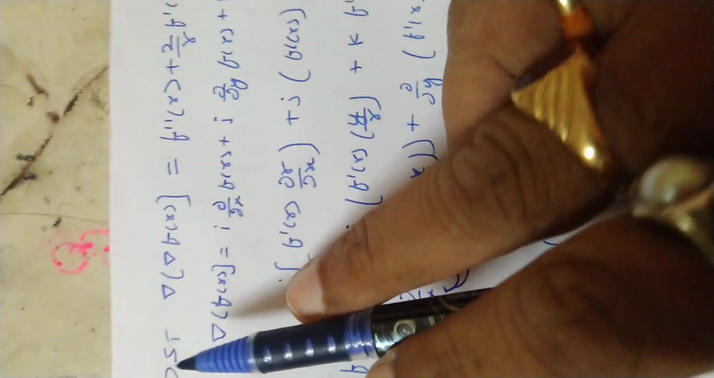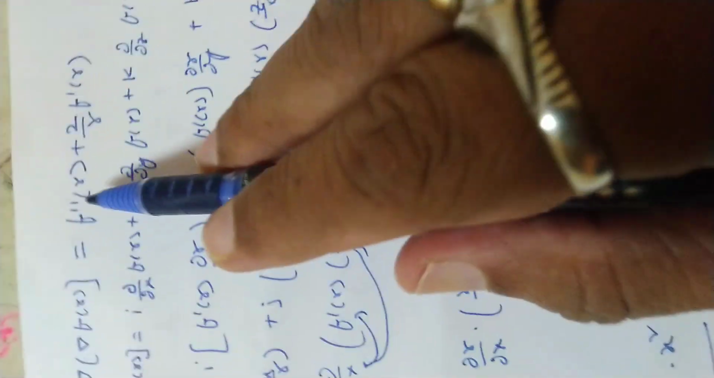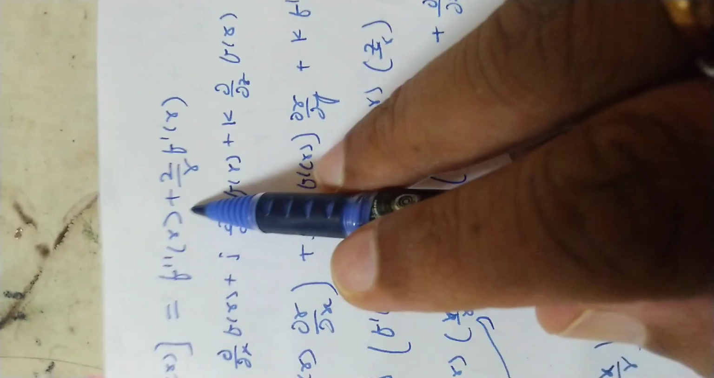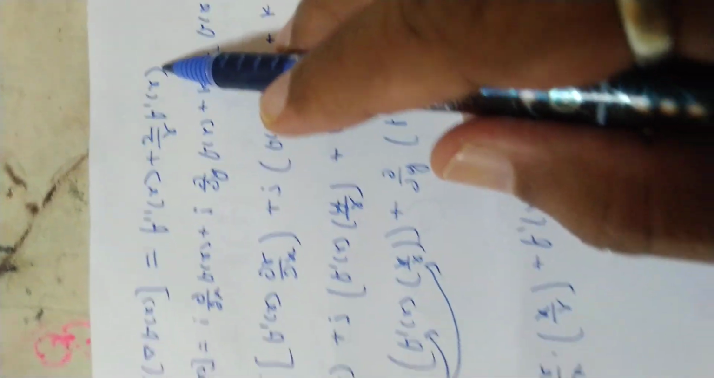Friends, I am going to discuss one more lecture. Show that del of f of r equals f dash r plus 2 by r into f dash r. This is also one of the important theorems in vector calculus.